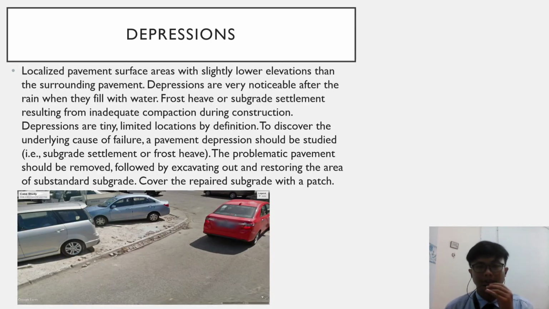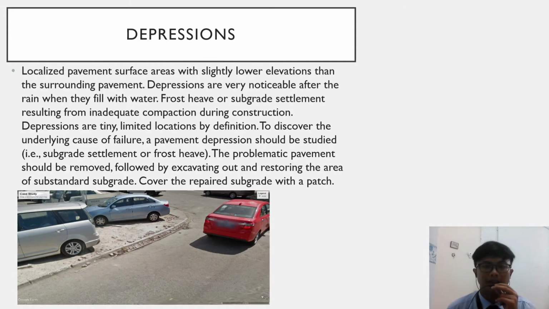So the next one is depression. So depression is a localized pavement surface where areas with slightly lower elevations than the surrounding pavements. Depressions are very noticeable after the rain when they fill with water. So frost heave or subgrade settlement resulting from inadequate compaction during construction.